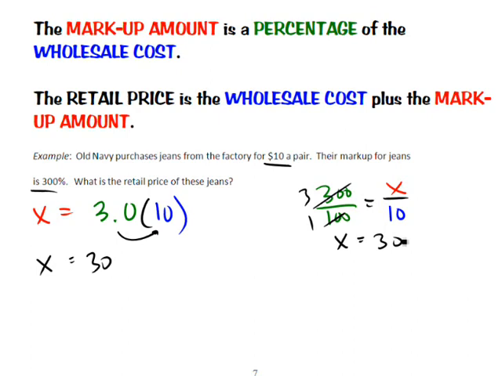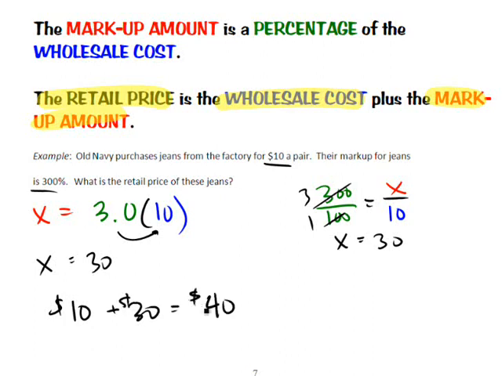You also must know that the markup amount is added to the wholesale cost to get the retail price. So here's our sentence. The retail price is the wholesale cost plus the markup amount. So Old Navy takes the $10 they paid for it, adds the $30 markup amount to arrive at the $40 retail price of the jeans.